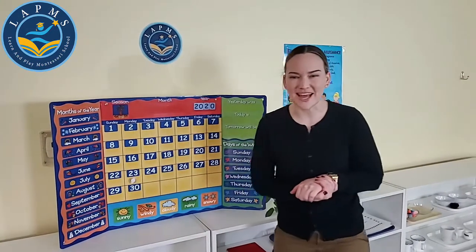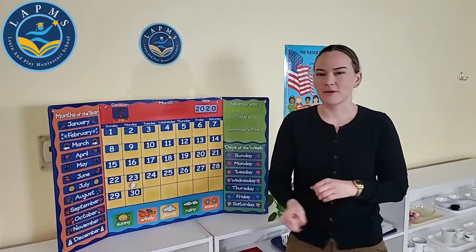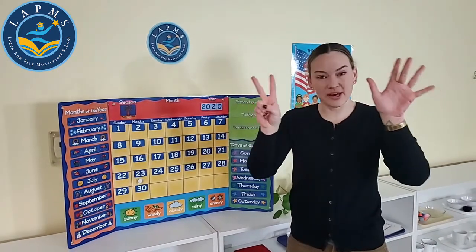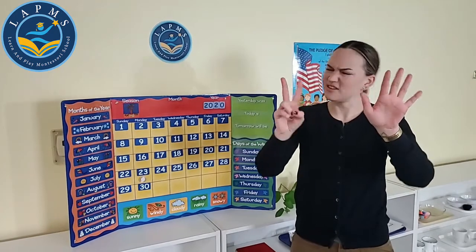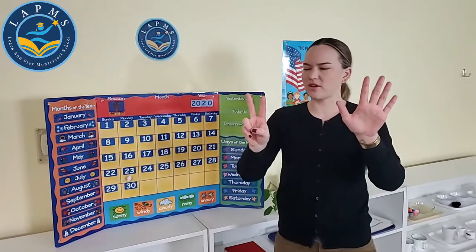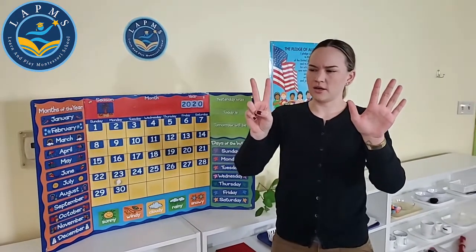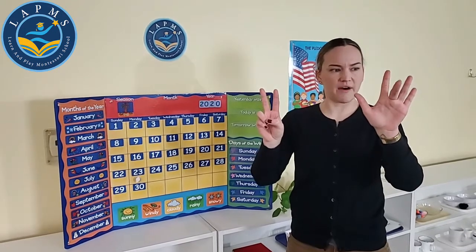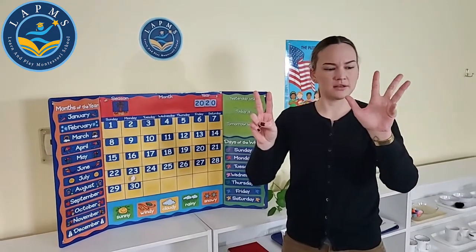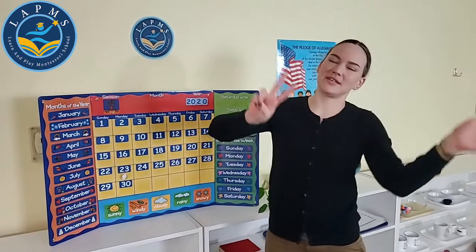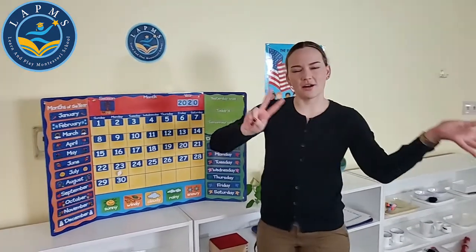Can you show me seven fingers? How about two over here? Five over here. We got seven fingers. Do we have seven fingers? Can you help me count these fingers? One, two, three, four, five, six, seven. Yes, we do. We've got seven fingers. Let's sing our 7 days of the week song together.